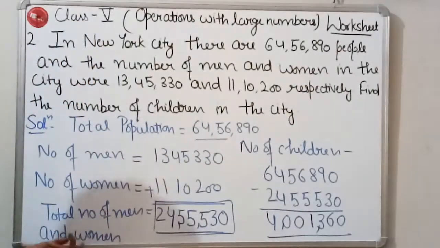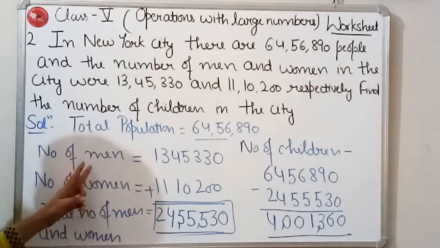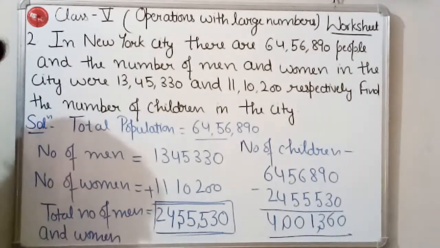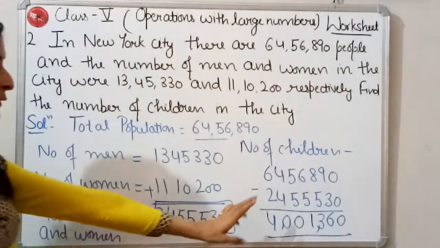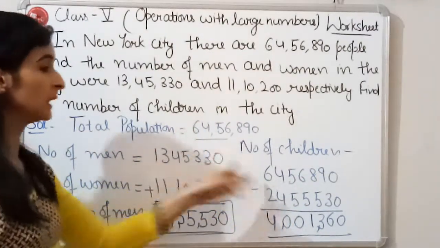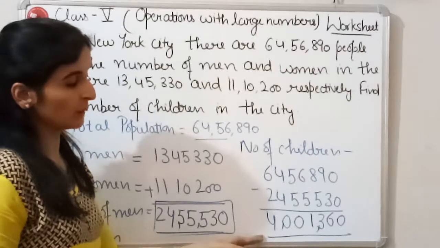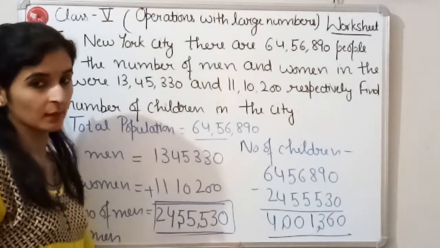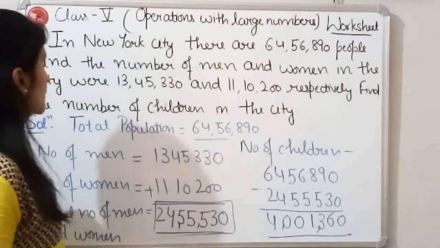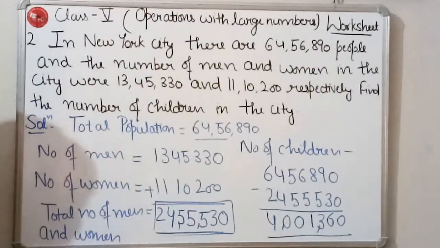So what we have done? Firstly, we have added the number of men and women. Then we have subtracted the total number of men and women from the total population to find the number of children in the city. Okay, is it clear? Fine. So this was the solution of question number 2.